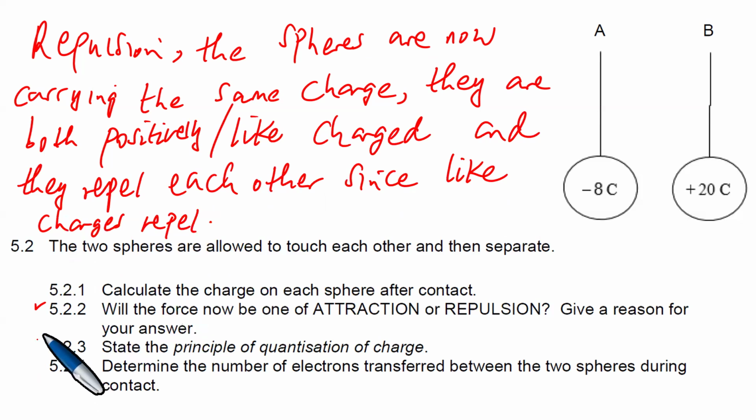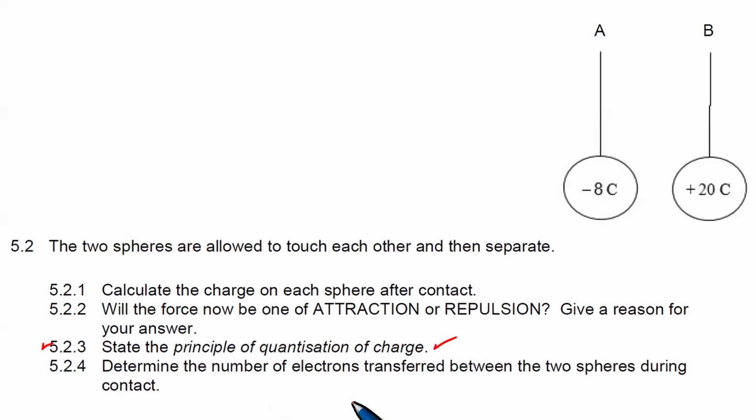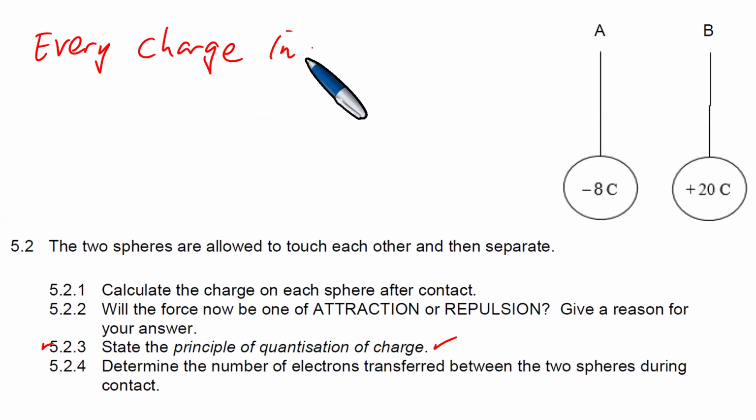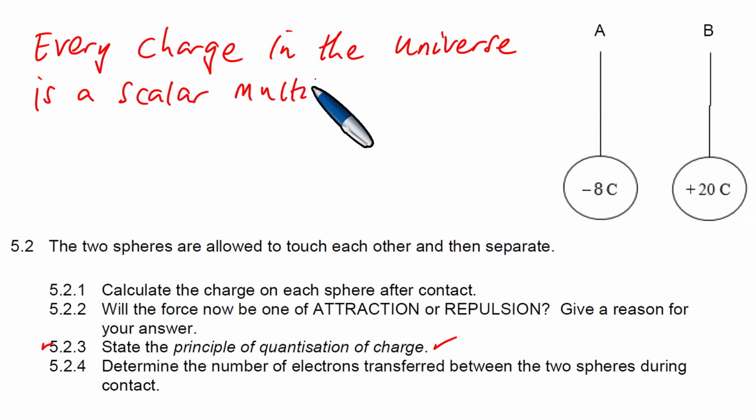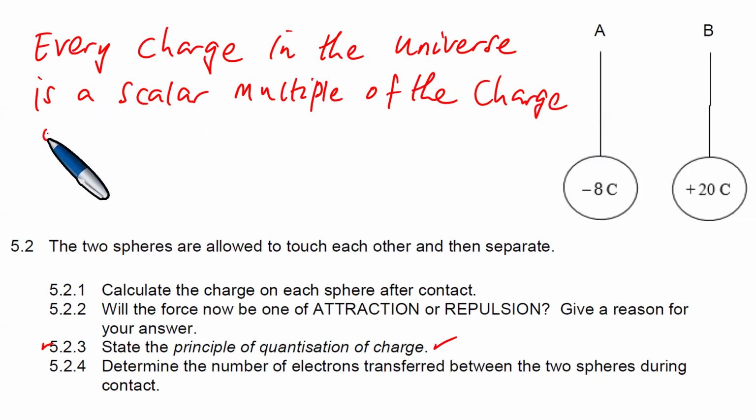Okay, let's look at 5.2.3. State the principle of quantization of charge. What does the principle of quantization of charge state, Paul? Principle of quantization of charge, what does it state? Okay. As the principle of charge quantization. Okay, that's fine. So every charge in the universe, this is the principle. Every charge in the universe is a scalar multiple of the charge of a single electron.